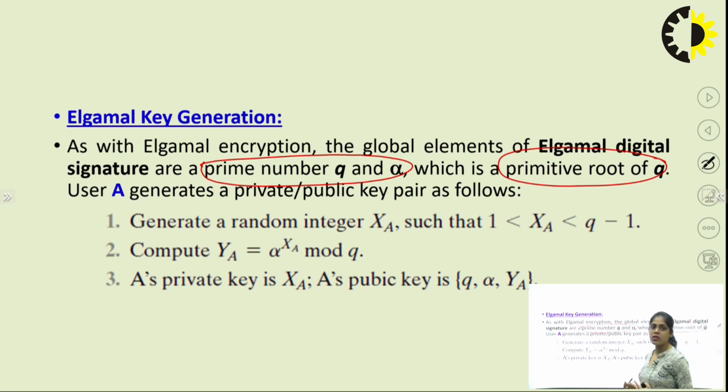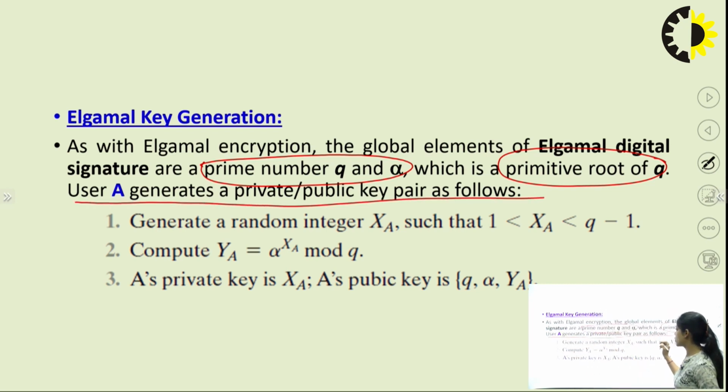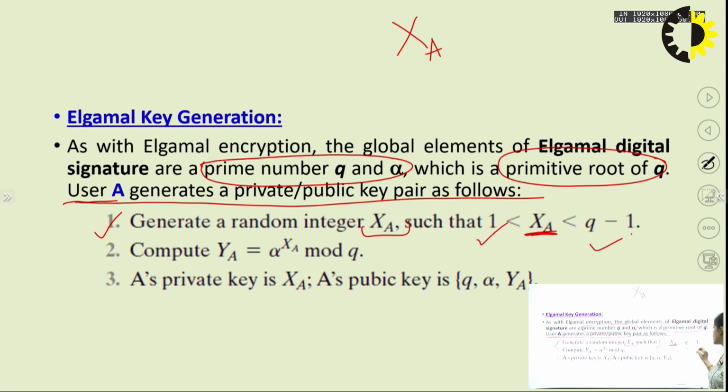User A generates a public and private key pair as follows. Step one: generate a random integer XA such that it lies between 1 and Q minus 1. Next, compute YA equals alpha raised to the power XA mod Q. Then the third: A's private key is XA, and A's public key is Q, alpha and YA. You can see it over here.